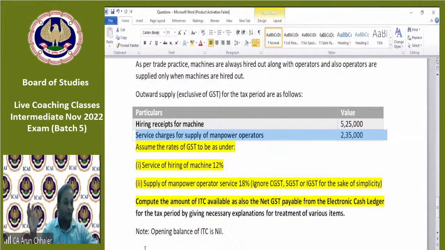Thank you so much to all the participants. It is a composite supply. We discussed the meaning in section 2 clause 30 and section 2 clause 90: composite supply and mixed supply. A composite supply is naturally bundled, out of which one is principal and the second is ancillary. According to section 8, the rate of tax applicable on the principal would be applicable on the entire bundle.